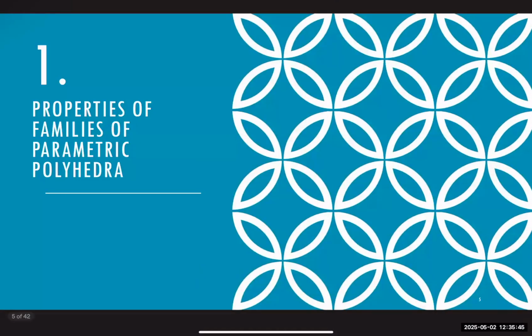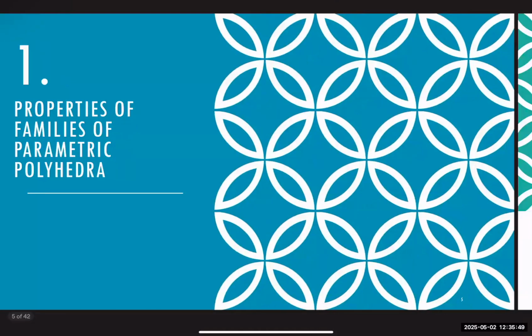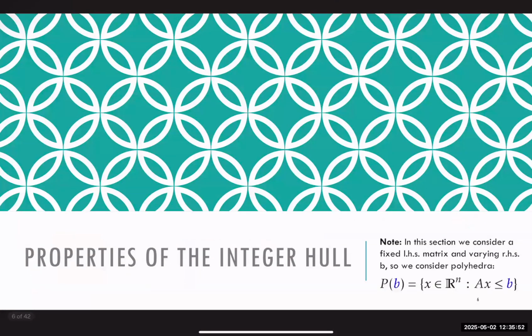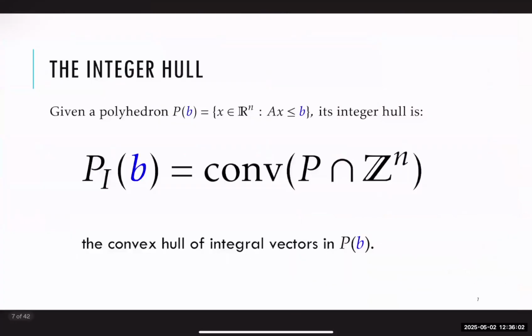Okay, so first part, general families of parametric polyhedra. First, I will start by showing you some properties of the integral hull. Here the polyhedron has a fixed matrix. I will change the right-hand side. And first, I will present some definitions. What is the integral hull, just in case? It is the convex hull of the integer solutions inside the polyhedron.